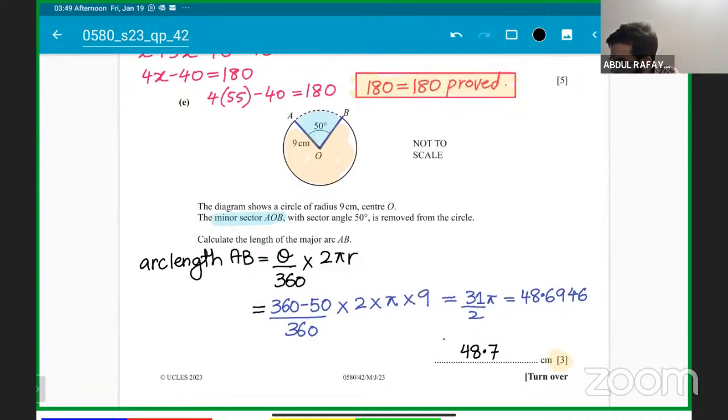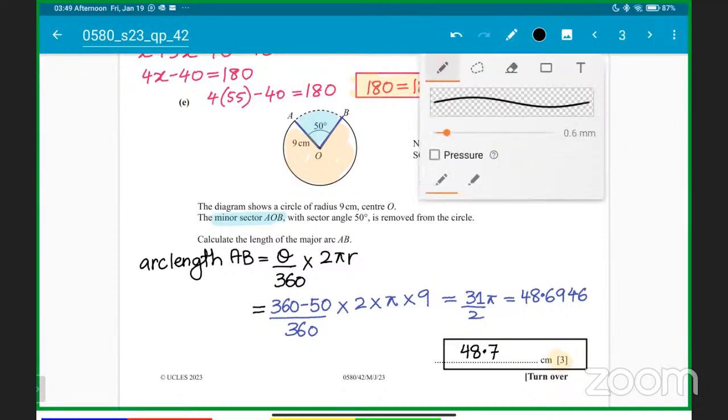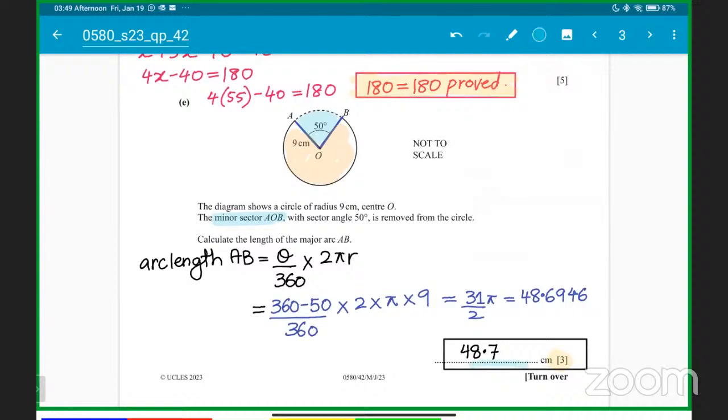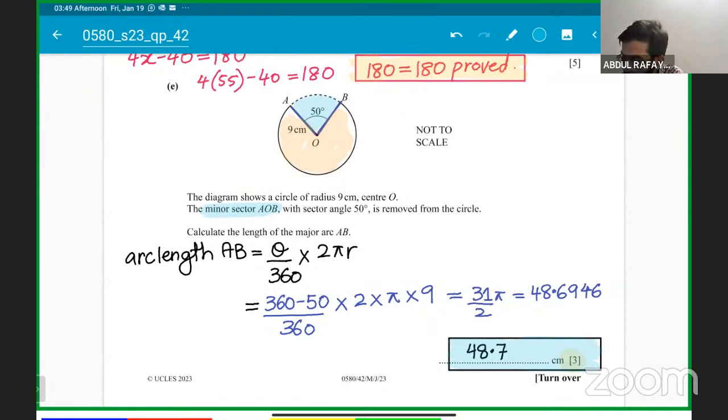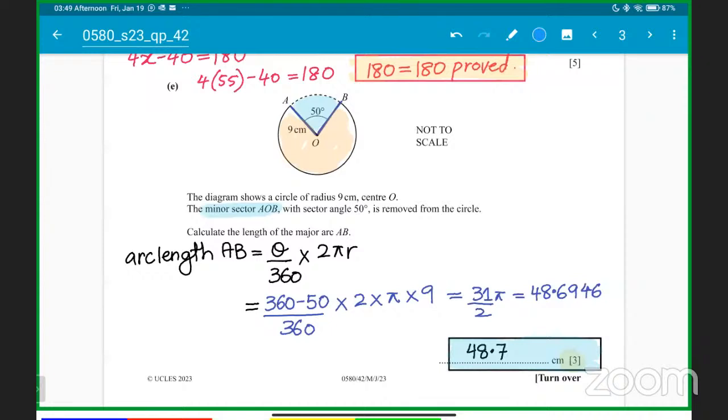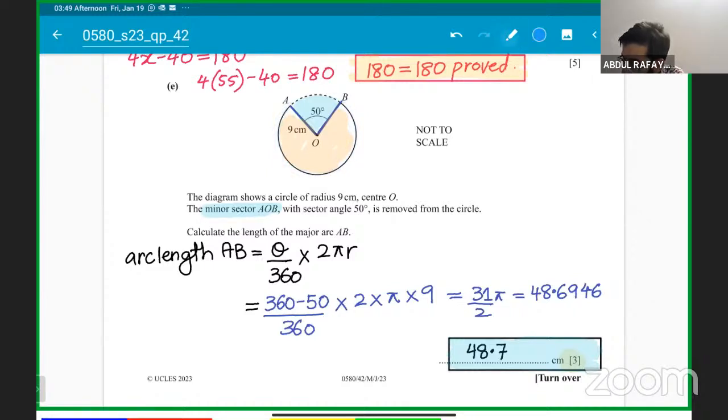Yeah, go on, I'm listening. I was saying that we just have to estimate the angle, right? So why did you write 360 minus 50? Can you repeat? Your voice is lagging. The question is to calculate the length of major arc AB. That means we have to take only angle 50, right? No, no, no. Major arc is this one. The major arc is this thing.